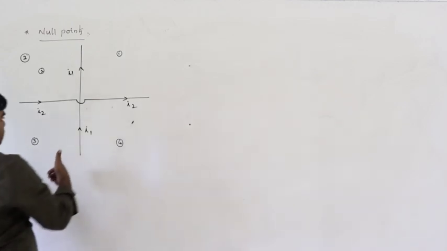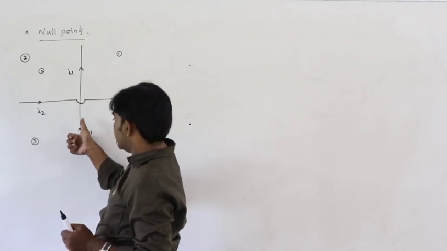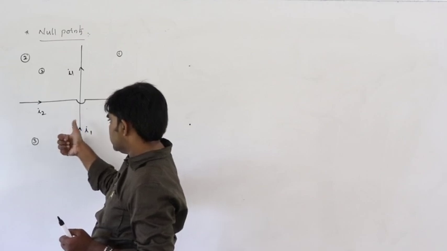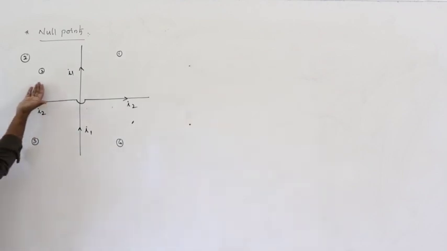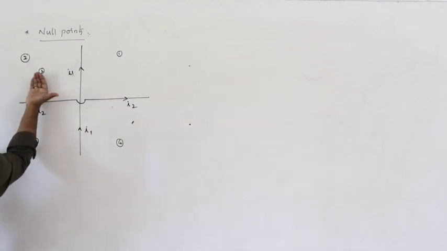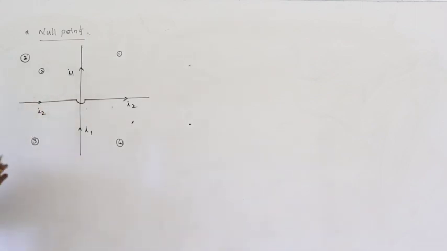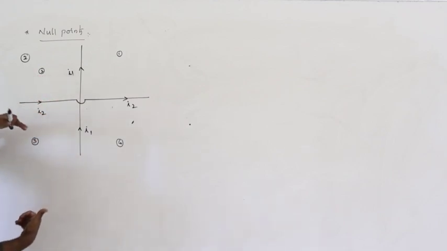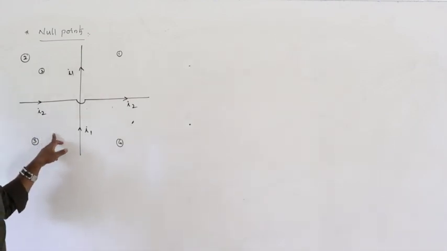Come to the third quadrant. See, this is the current I1. Curling of the fingers indicates the magnetic field. So in the third quadrant, due to I1, the direction of the magnetic field is outwards. Due to current I2, above the conductor it is outwards, and below the conductor curling of the fingers gives inwards. So in the third quadrant also, both the magnetic fields are in opposite direction. There is a possibility of a null point.